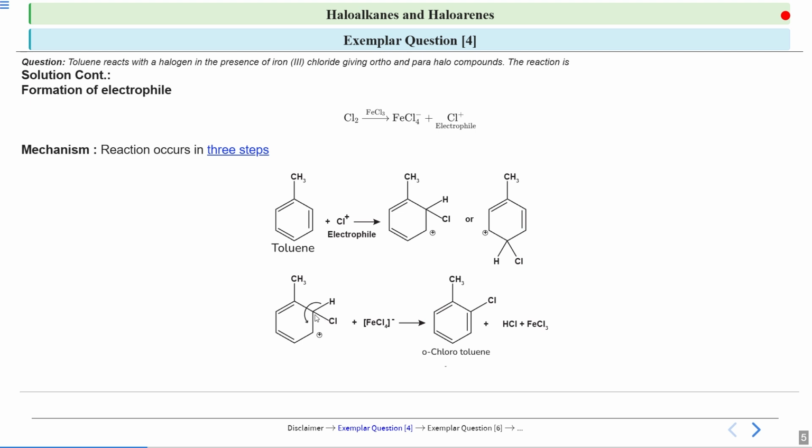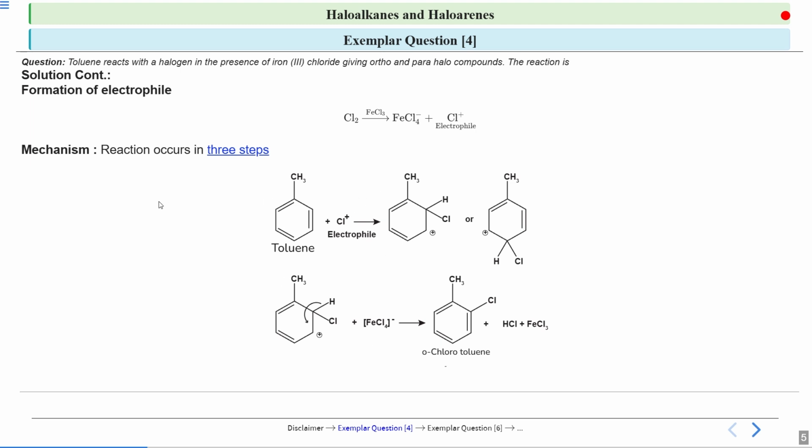And a similar step is followed for the para position, or you can say when the chlorine is attacking the para carbon, you get this carbocation. After the stabilization of this carbocation by reaction with FeCl4 negative, you get your product as para-chlorotoluene. So this is how you get the ortho and para substituted halogen compounds as your major products after the reaction of toluene with the halogen molecule.